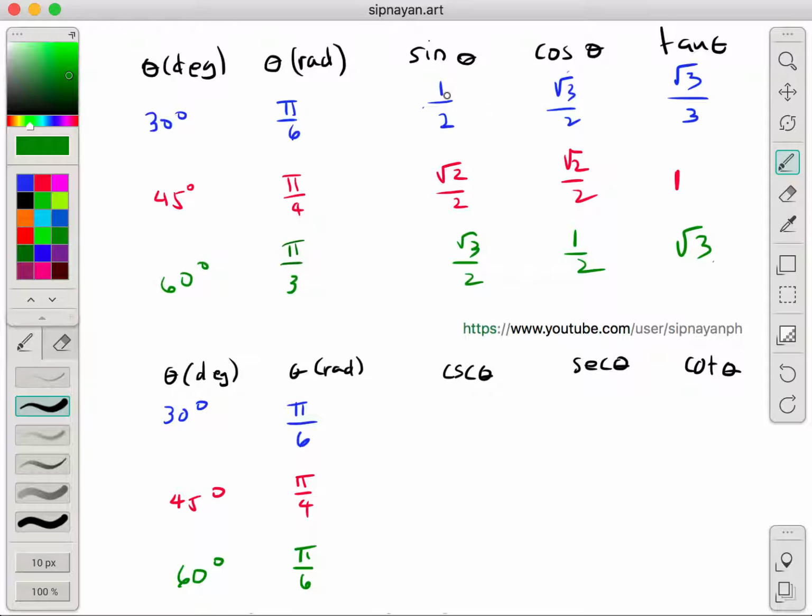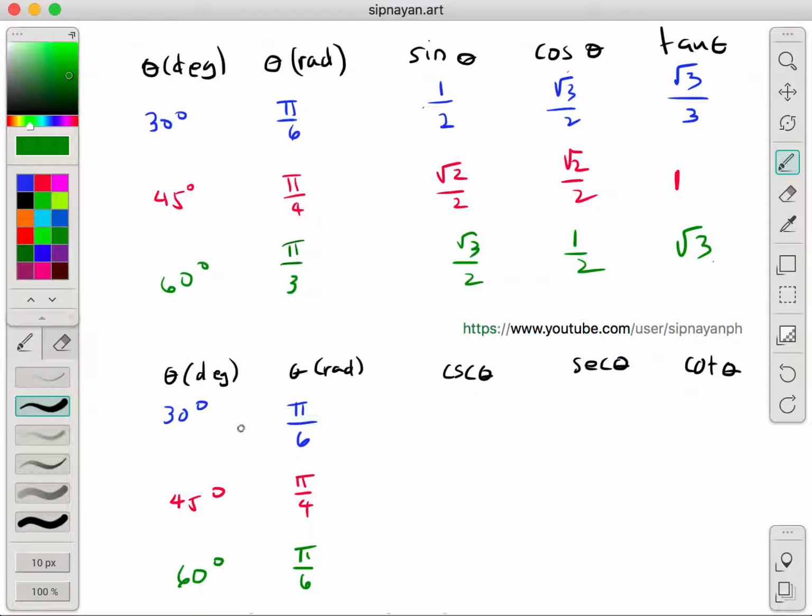We said that sin theta and cosecant theta are inverses of each other. The same goes for cosine theta and secant theta. They are also inverses of each other, and so are tangent theta and cotangent theta. If one ratio is the inverse of another ratio, all we do is get the reciprocal. When we say reciprocal, we simply flip the fraction. The numerator becomes the denominator, and the denominator becomes the numerator.